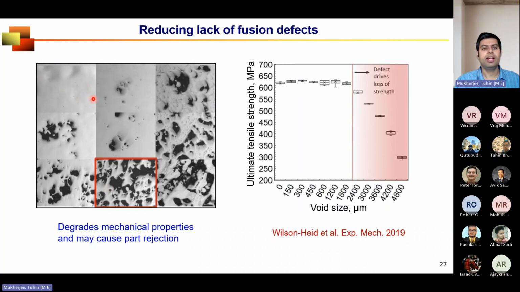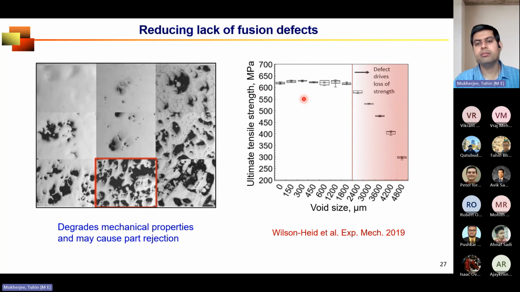So you see there are pictures of 9 parts, and some of the parts look like Swiss cheese. They are suffering from lack of fusion defect. What are the bad effects of that? You see, with the increase in void size, mechanical properties like ultimate tensile strength degrade significantly. So after some time, you can even not use that part anymore. You need to simply throw it away, or you need to send the part for post-processing like hot isostatic pressing to be able to overcome it.